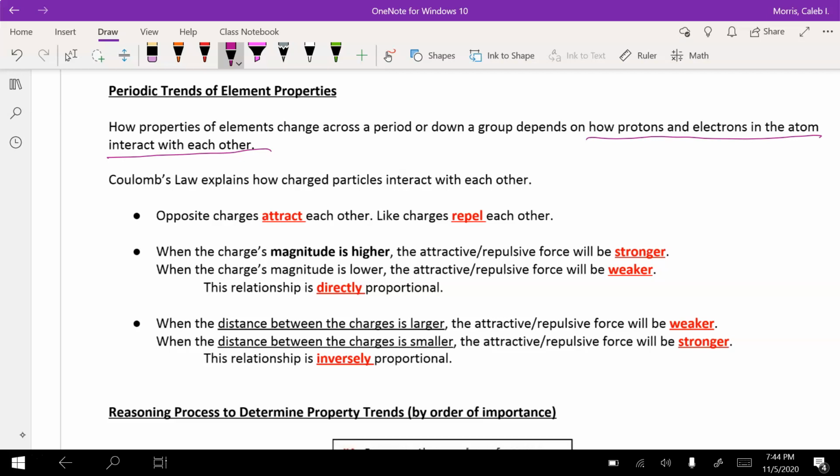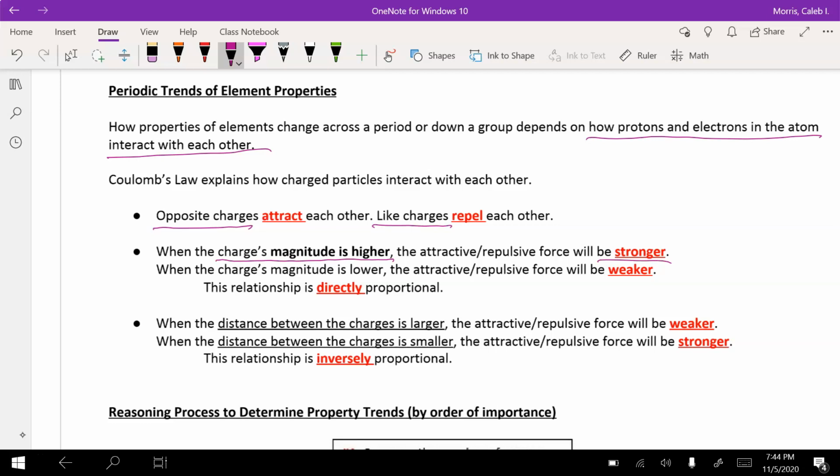You know that opposite charges attract each other. That's part of Coulomb's law. The other part is like charges repel each other. So opposite charges, that's like positive and negative. Like charges, if it's positive and positive or negative and negative, they repel each other. When the charge's magnitude is higher, the attractive or repulsive force will be stronger.